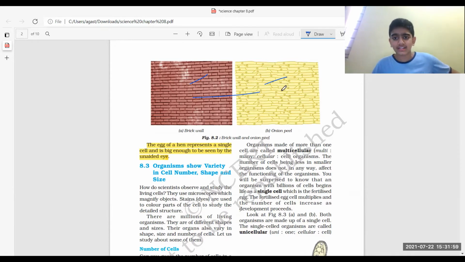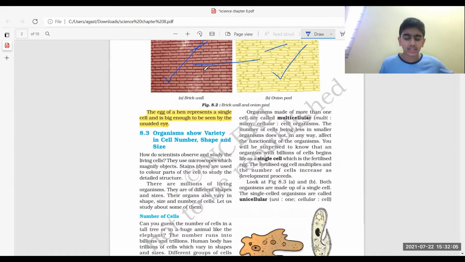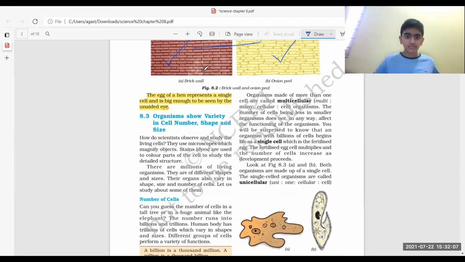This is a living organ. This is a living complex structure. This is a non-living complex structure. Okay, guys, I hope you've understood. Now let's get back to types of organisms.